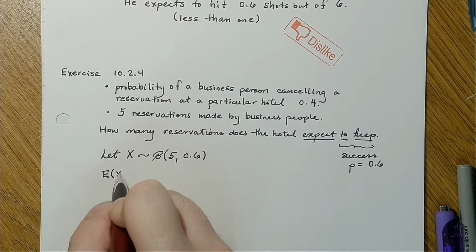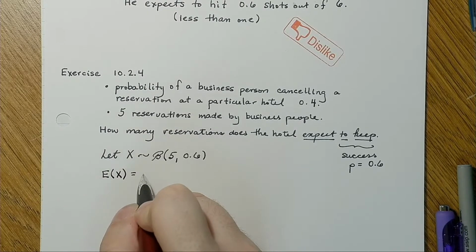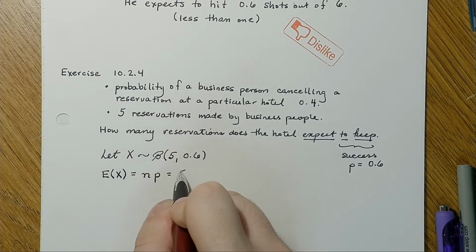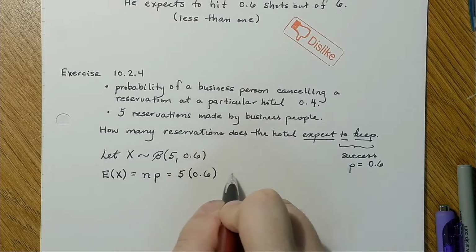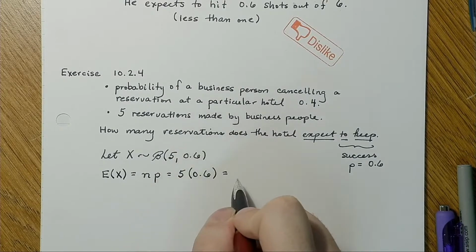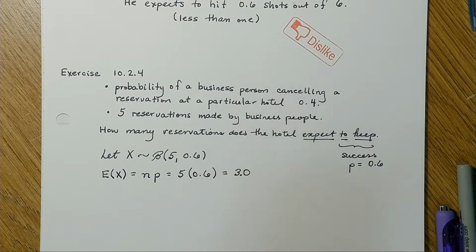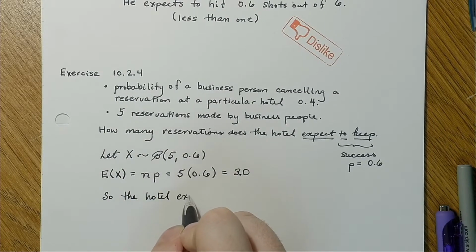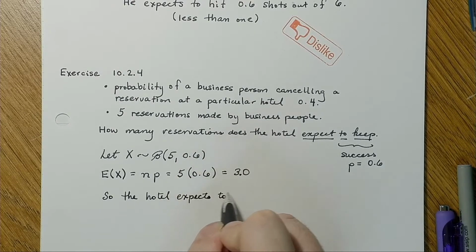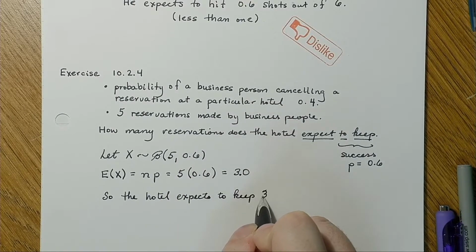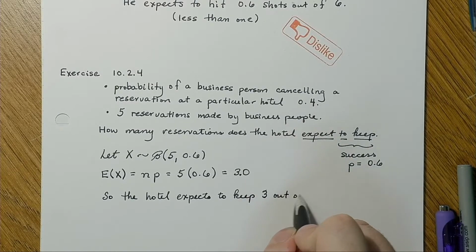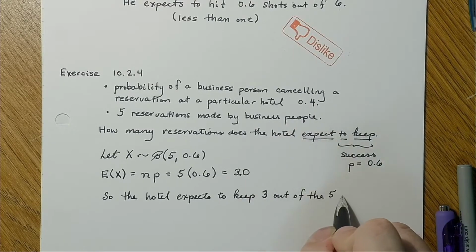This is a quick calculation, so n times p. So 5 times 0.6. 5 times 6 is 30. Move the decimal place over by 1, so you get 3. So the hotel expects to keep 3 out of the 5 reservations.